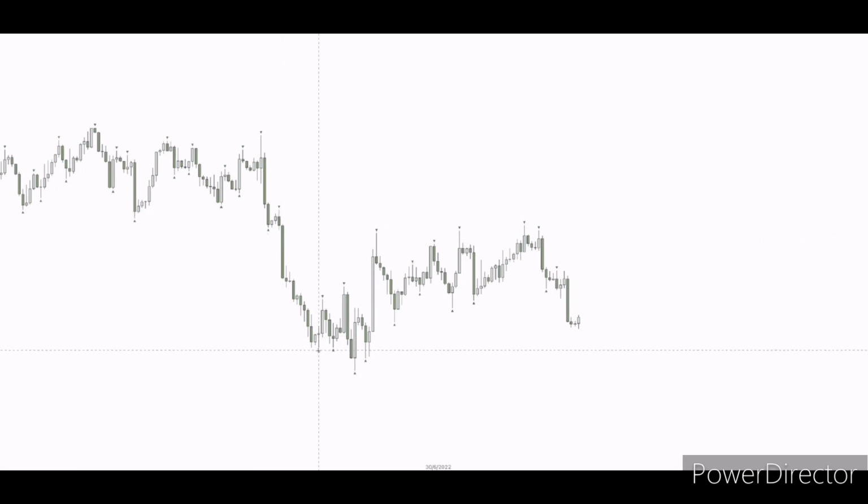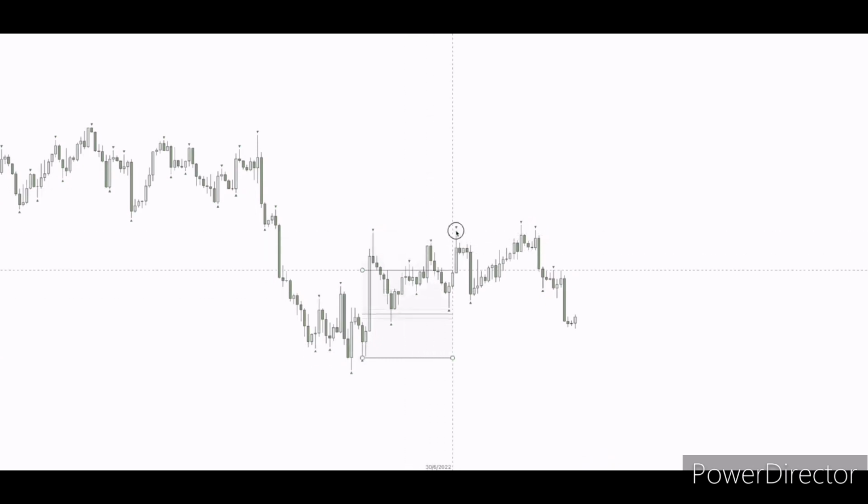And then what we got is a fractal low, we pull back, and then this fractal low got interacted with right here. So this would have been a no follow through. We come up, then interact with this high. So at this point, this would be our range right here. And then as you can see, we come further up. We then interacted with the high right there. Then that would have been our range.